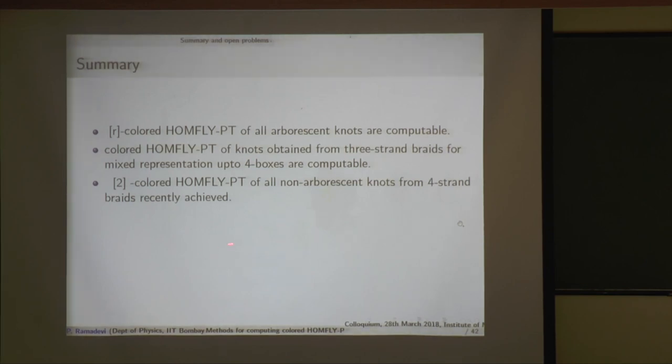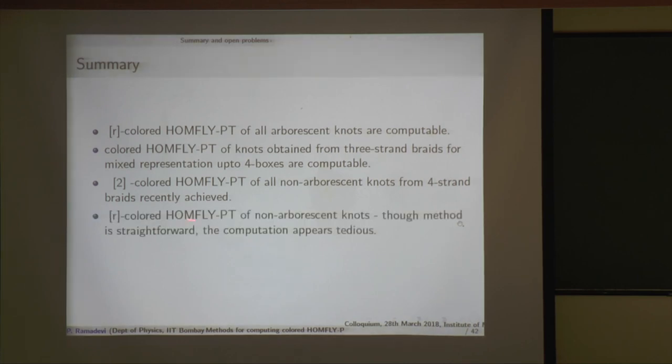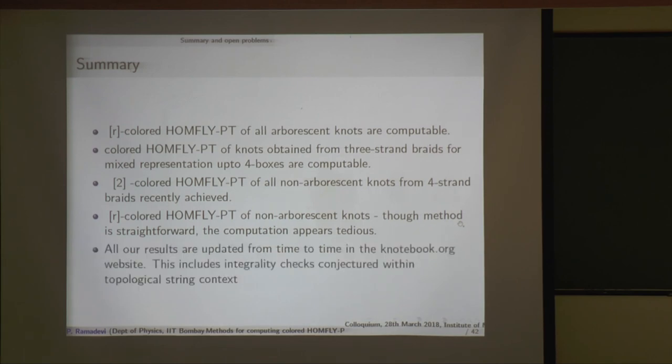but this has not been done for 3 colors and 4 colors, which still looks like a horrendous task. And for R-colored HOMFLY-PT of non-arborescent knots, though the method is straightforward, the computation appears tedious. That's what I'm saying: I did this 2-colored, but 3-colored and 4-colored, I find it to be very tedious. And this is getting updated on this Knot Book website. And these are the integrality checks.